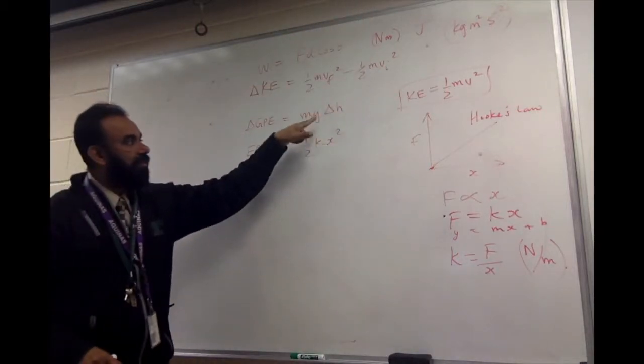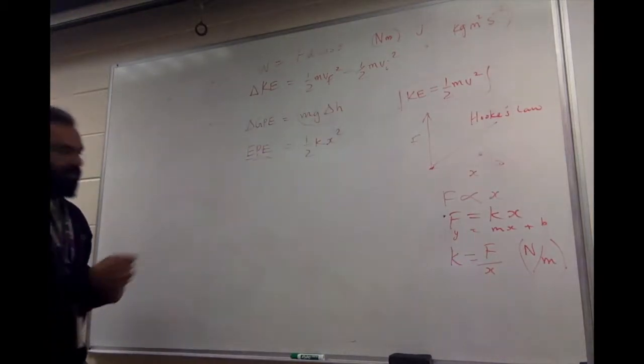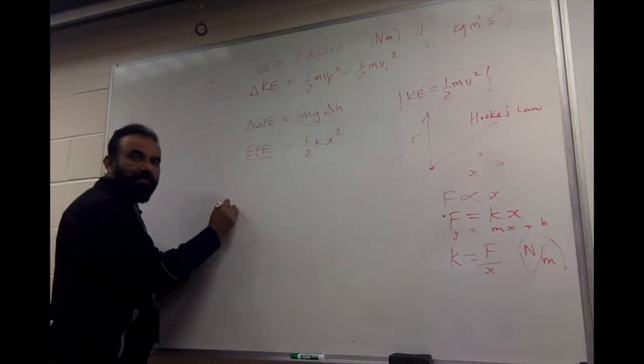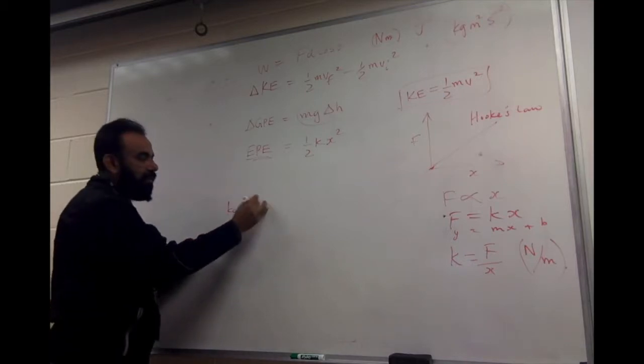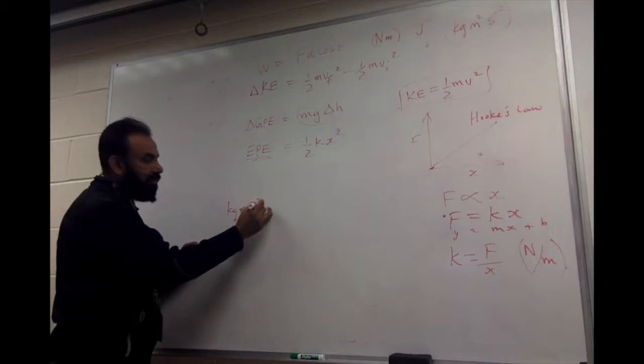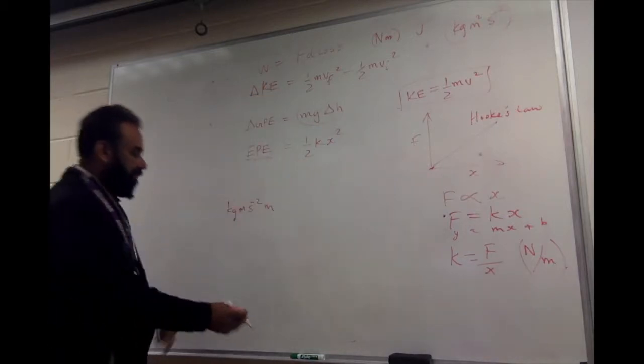Now, can we use this one? Take mgh. What's mass measured in? Kilograms. What is g measured in? And what is delta h measured in? Is that the same as that? Yes. So it is joule.